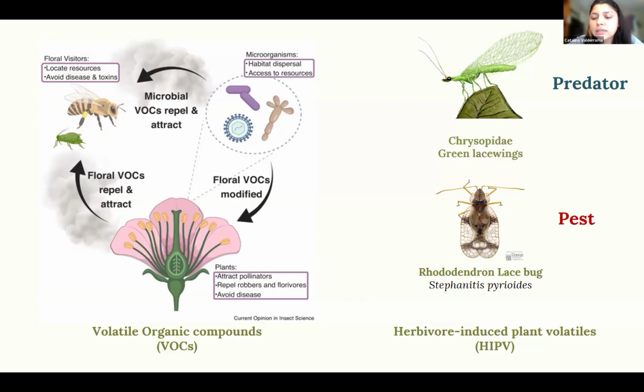But these VOCs, these HIPV volatiles, can also help the plant attract different predators of the pests. So this is really interesting, thinking about the vulnerability and also the conservation of these species, and how these VOCs, specifically the HIPV, can attract those predators that can reduce the pest populations in different rhododendron species.